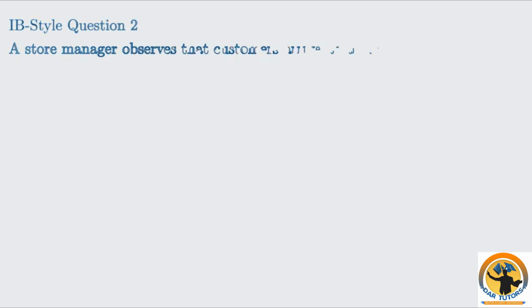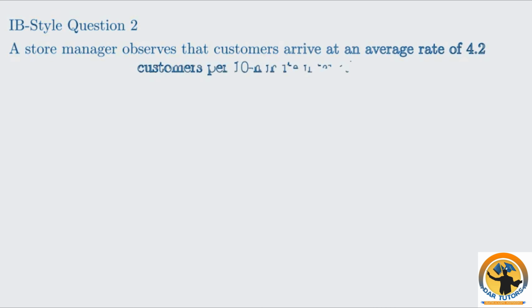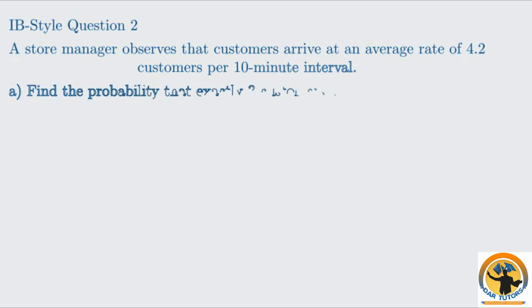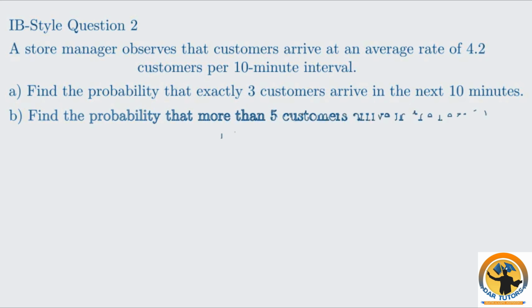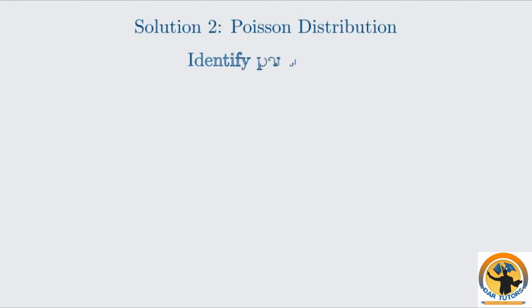Here is question 2. A store manager observes that customers arrive at an average rate of 4.2 customers per 10-minute interval. Find the probability that exactly 3 customers arrive in the next 10 minutes, and the probability that more than 5 customers arrive. Let's work through the solution for question 2. This is a Poisson distribution question because we're counting random events over a fixed time interval at a constant rate. The rate, lambda, is 4.2. So X, the number of customers, is distributed as Po(4.2).